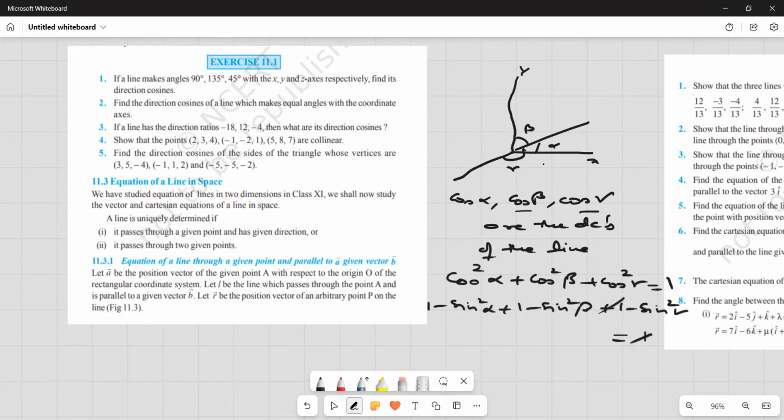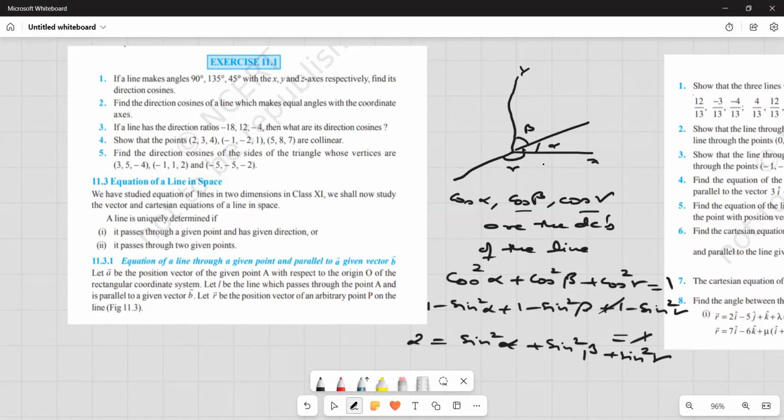1, 1 cancel. So what are you getting? 2 is equal to sine square alpha plus sine square beta plus sine square gamma. Right? This 2 will shift to the other side with a minus sign, and here 2 minus 1 is 1. The second result is coming from here.